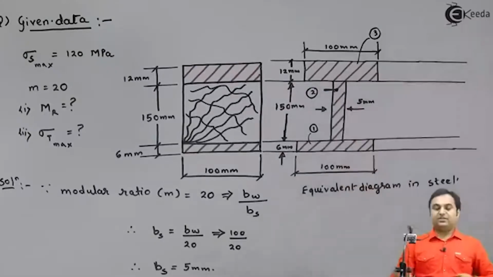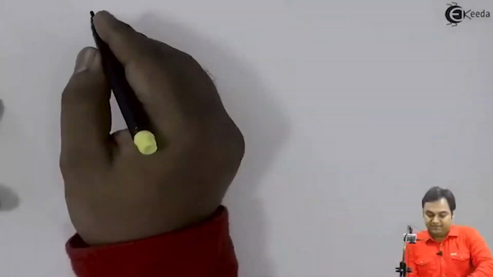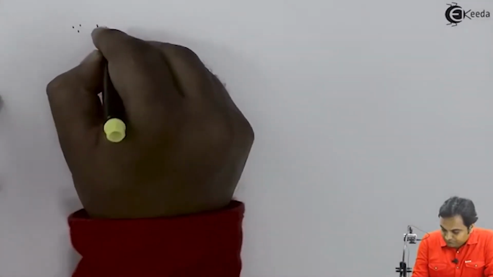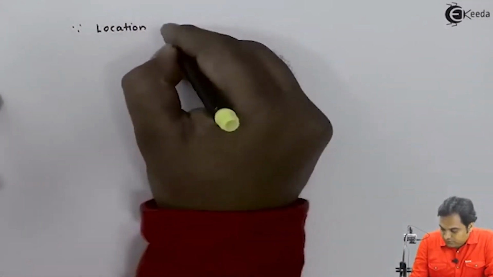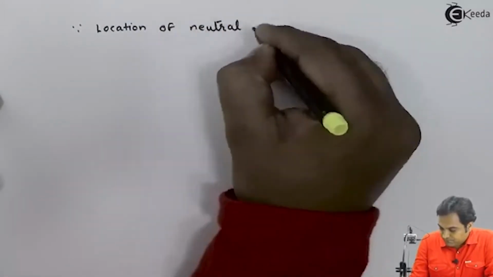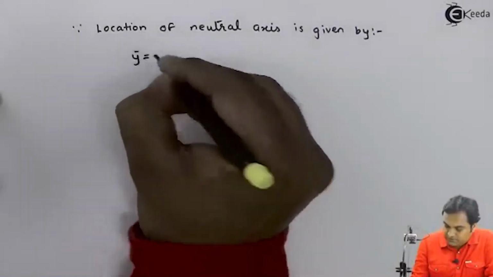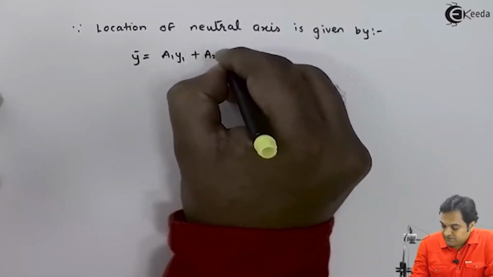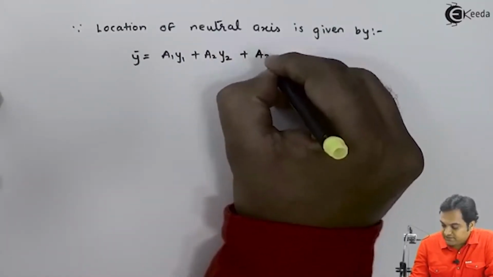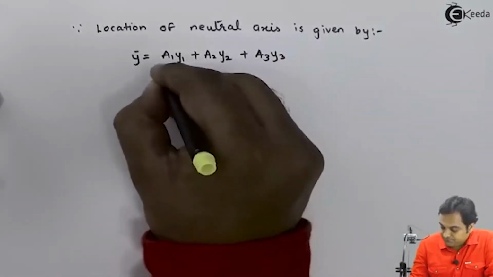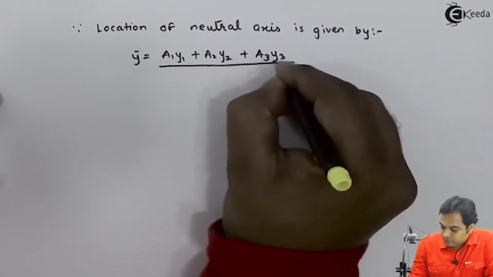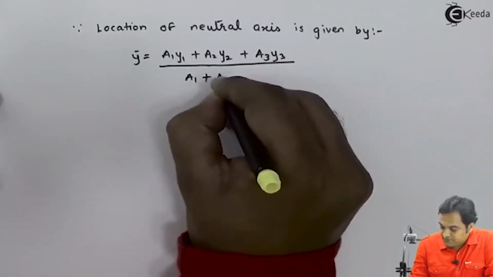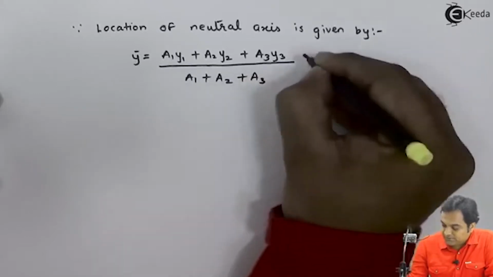Now based on these 3 sections, I would be calculating the value of y bar, because the distance y bar would give me the location of the horizontal axis. After this, I will say that the location of neutral axis is given by y bar is equal to a1 y1 plus a2 y2 plus a3 y3 upon area 1 plus area 2 plus area 3.